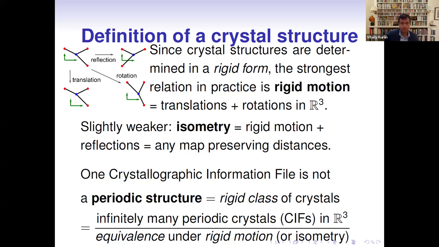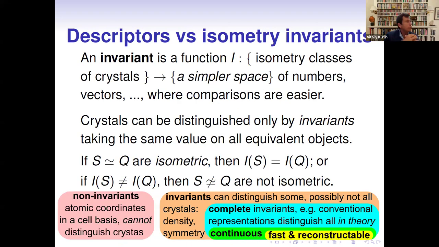Right. Then, how could we distinguish crystals up to rigid motion or isometry? Or generally under any equivalence relation? To do this, in mathematics, we use invariants. An invariant is a property that is preserved under a given equivalence relation. For example, if our main equivalence relation is isometry, then we talk about isometry invariants.